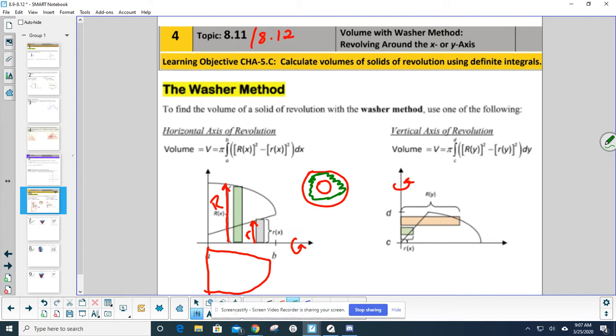Some people like to refer to this as the donut method. So if you like donuts better than washers, picture a donut with a hole in the middle, not an apple fritter, not a long john, but a regular glazed donut, one of those maple ones. Anyway, this is sometimes called the donut method also. So I'm going to jump in and just show you a problem.